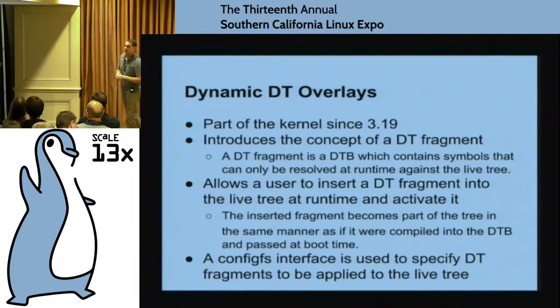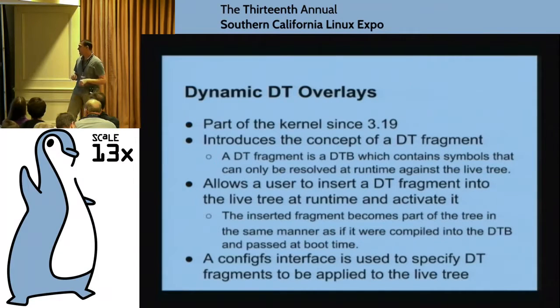So those went in 3.19. There were some previous pieces that went in 3.17 that were infrastructural to make this happen. But what happened was it introduced into the kernel the concept of the DT fragment, and that's just a device tree blob that contains symbols that can only be resolved at runtime. So it's a runtime linker for these fragments, okay, in the kernel.